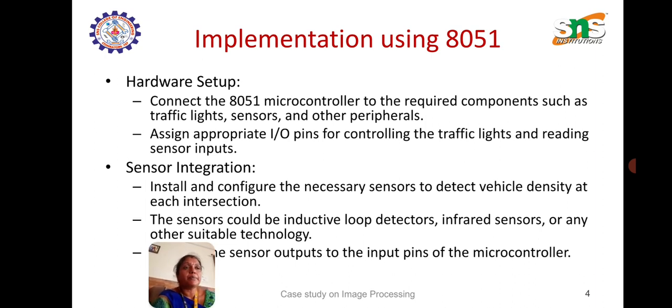The next step is sensor integration. Install and configure the necessary sensors to detect vehicle density at each intersection. The sensors could be inductive loop detectors, infrared sensors, or any other suitable technology. Connect the sensors' output to the input pins of the microcontroller.